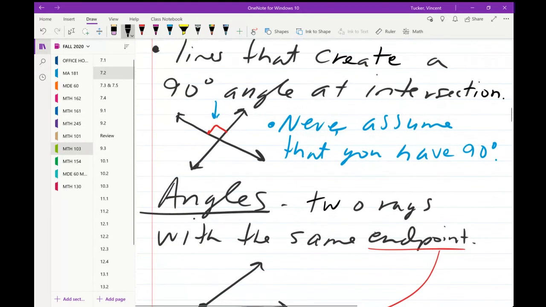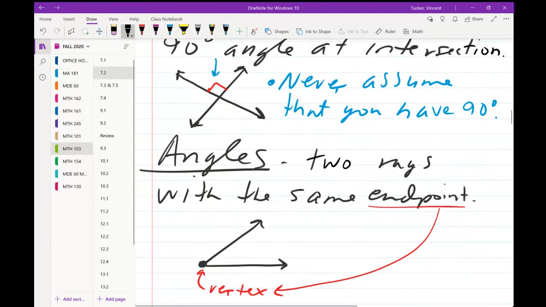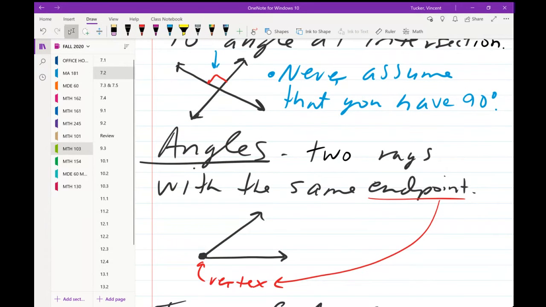All right. Angles are two rays with the same endpoint. And that endpoint is called your vertex.